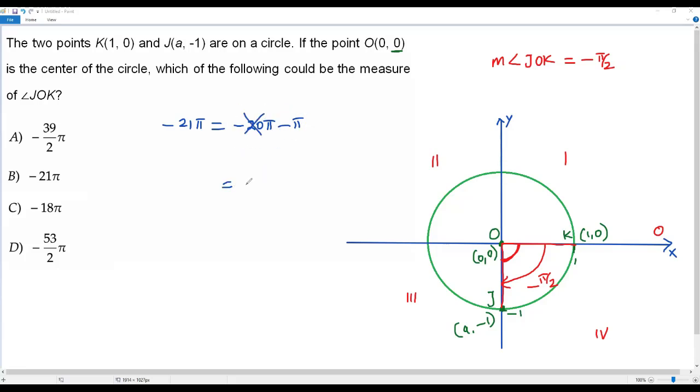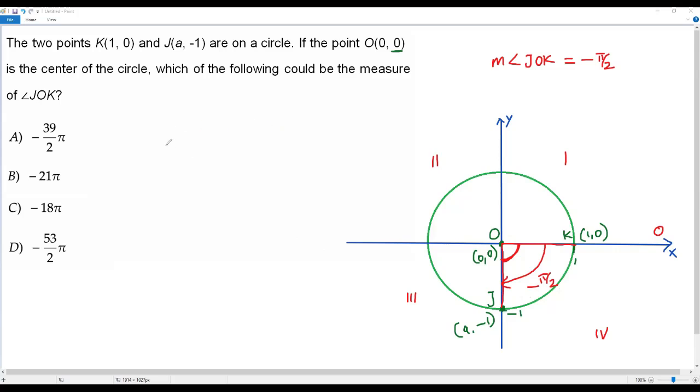So negative 21 pi is equal to negative pi. But here we must get negative pi over 2 as the angle measure for JOK. So the angle measure we have in answer choice B is not equal to negative pi over 2. So we can reject answer choice B.